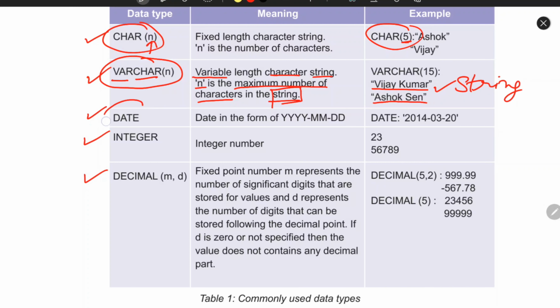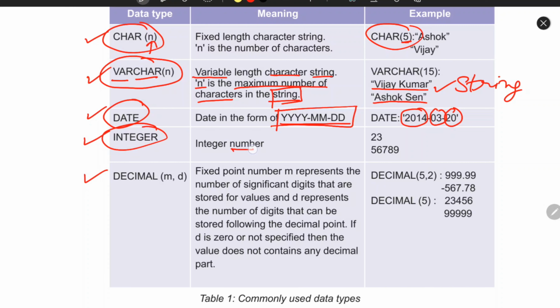and the next one is date. In date we can add the date in this format. First we add the year, then the month, then the day. So in this format we can add the values. Then we have the commonly used data type integer.